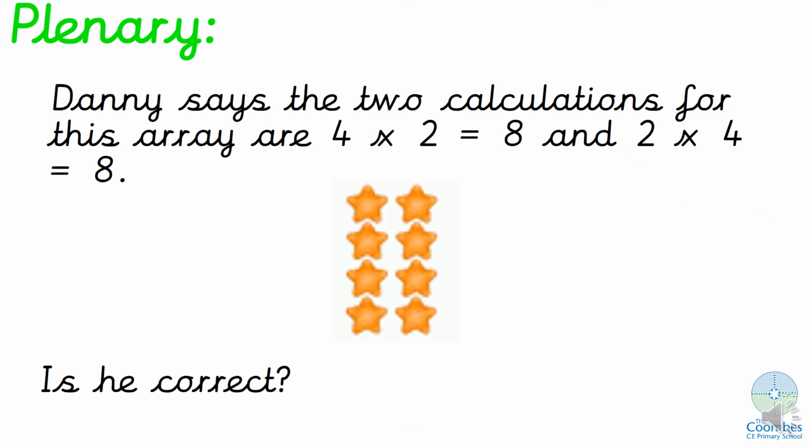Okay, Danny has had a go here, and he says the 2 calculations for this array are 4 groups of 2 equals 8 and 2 groups of 4 equals 8. Is he correct? Talk to somebody in your house and work out if Danny has done this correctly.